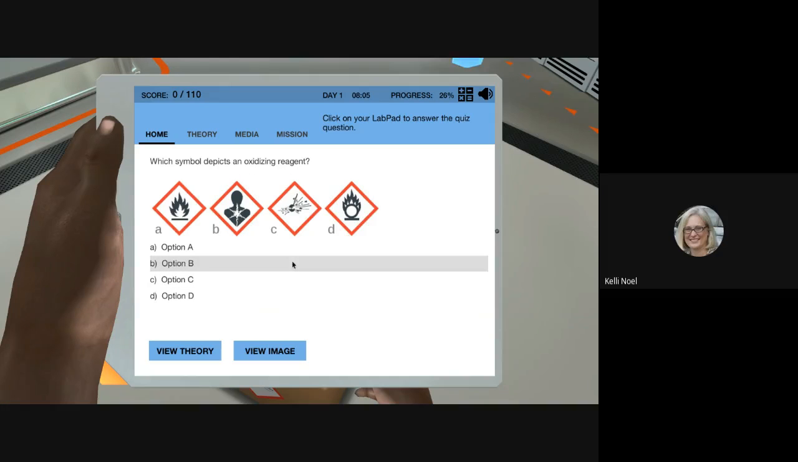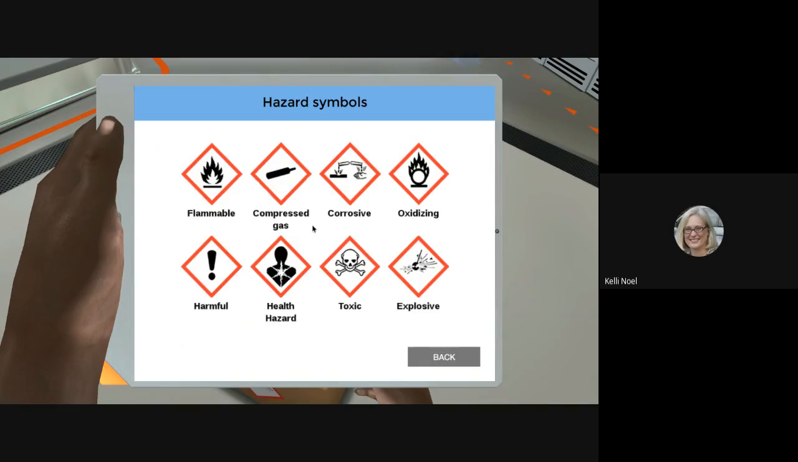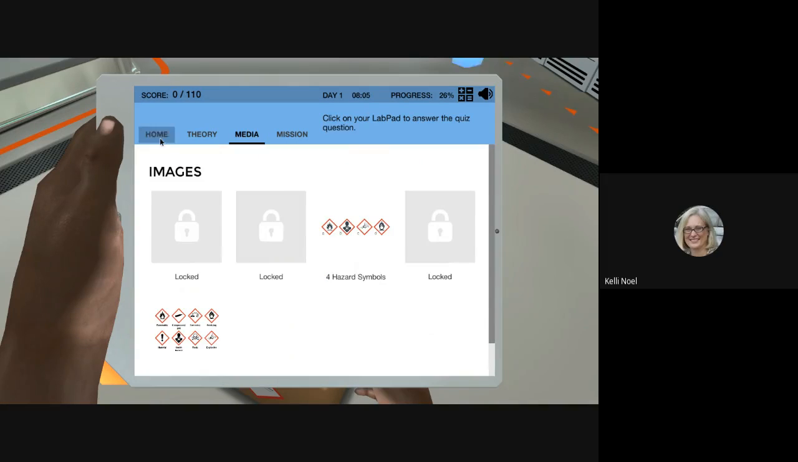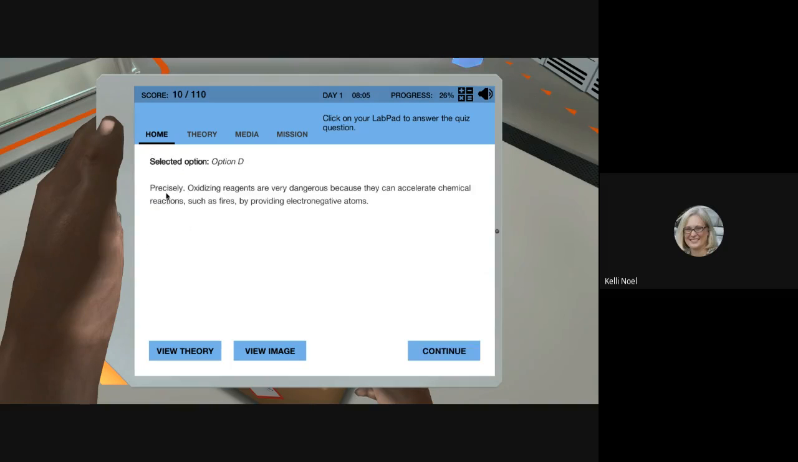Which symbol depicts an oxidizing reagent? All right, so if you didn't remember which one of these was oxidizing, you would go to media and you would look for oxidizing. So I'm going to look here, and it's this one that looks like it's a head with fire on top of it. So I'm going to go back to home, and that is going to be D. Precisely. Oxidizing reagents are very dangerous because they can accelerate chemical reactions, such as fires, by providing electronegative atoms.